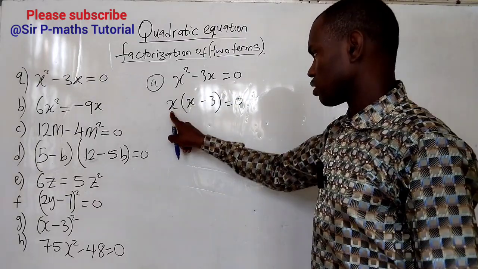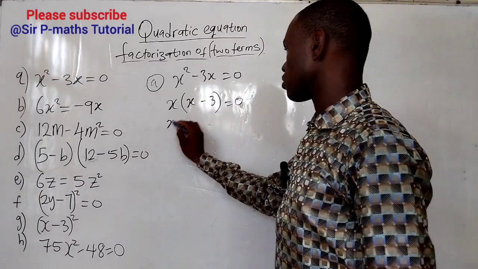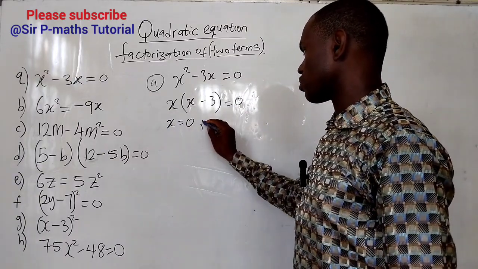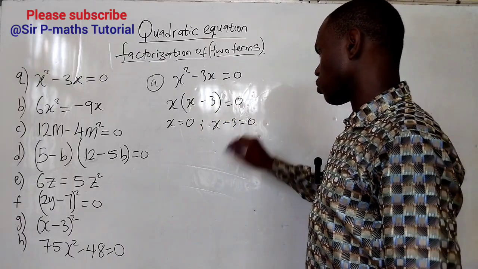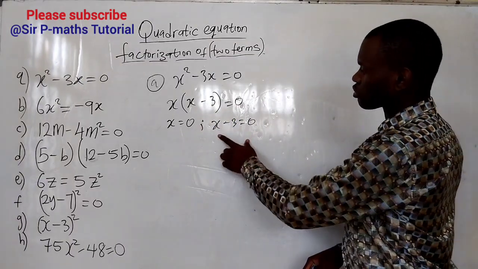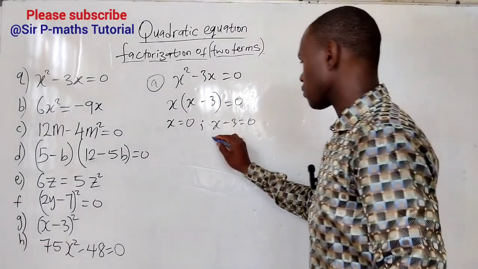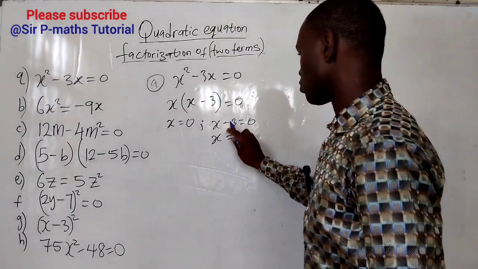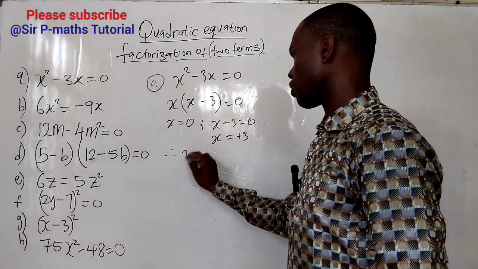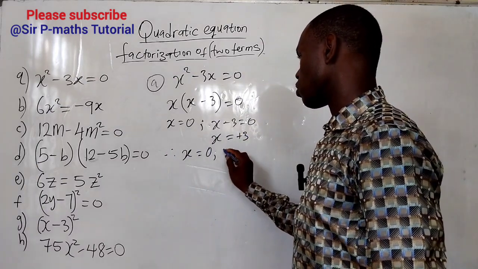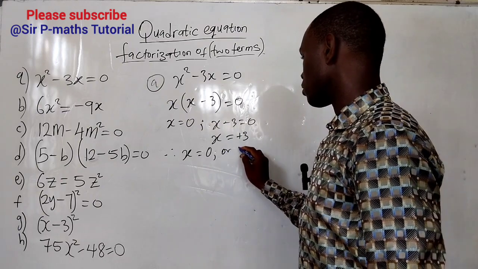Now take the one outside the bracket, equate it to 0. X is equal to 0. Take the bracket, equate to 0. X minus 3 equal to 0. For this second one, make x the subject of the formula. I will have x equal to 3, which will cross, that is plus 3. Therefore, x is either 0 or 3.